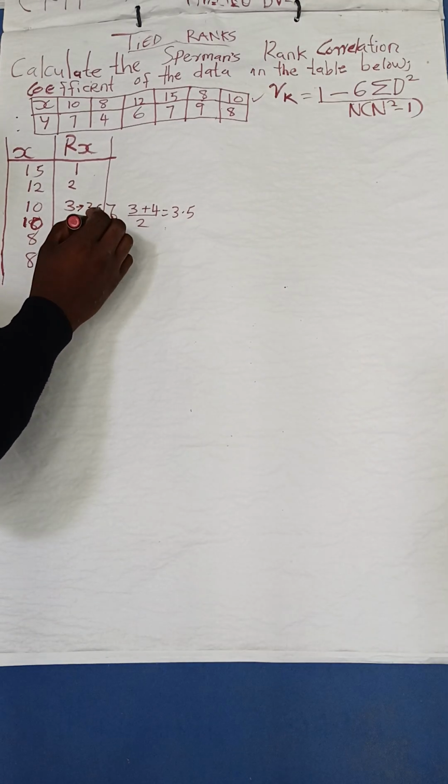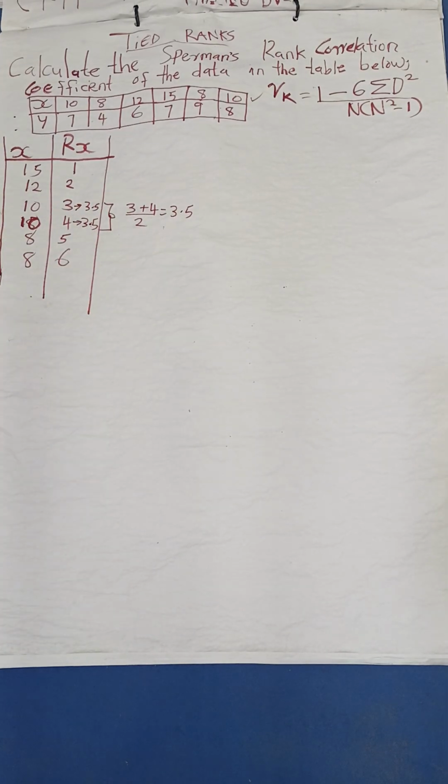3.5. So for that one, you are now a fair teacher or a fair lecturer, because you have given them the same rank. At least all of them are in the same position. Good. So we go to the next one.